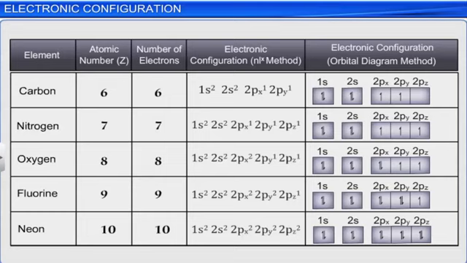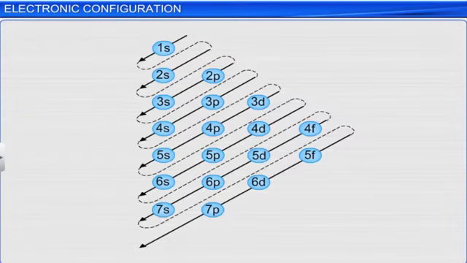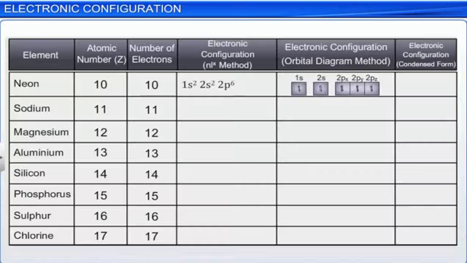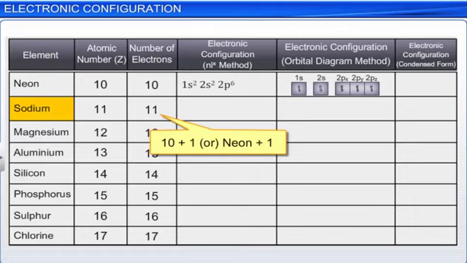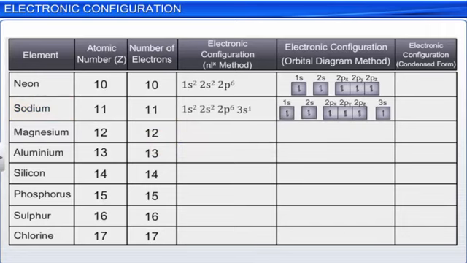The electronic configurations of other elements are written in the same way. After filling the 2p orbitals, the electrons fill the 3s and then the 3p orbitals. We can also write the electronic configurations of most of the elements in a simplified or condensed form. For example, the element sodium, which has 11 electrons, has 1 electron more than its nearest noble gas, neon. The 11th electron will enter the 3s orbital.